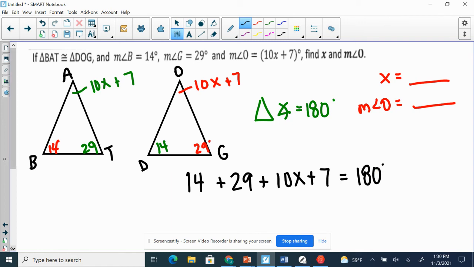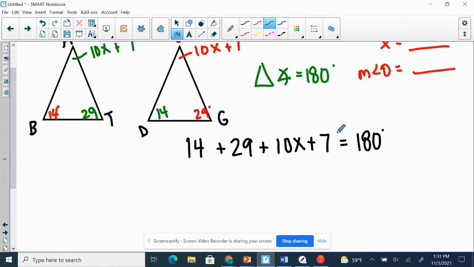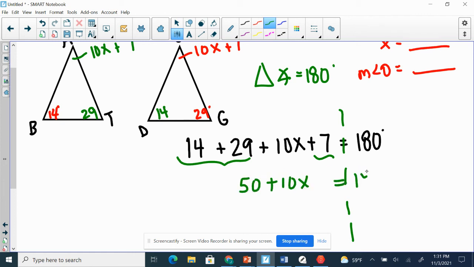At this point, you are just going to simplify. If I were you, I would pause the video and try this myself. Because if you don't mess up now, you will definitely mess up when it matters. And right now it doesn't. So try. So I like to clean up this side with like terms first. So 14 plus 7 plus 29. So 14 plus 29 plus 7 is going to give me 50. So I have 50 plus 10x equals 180.